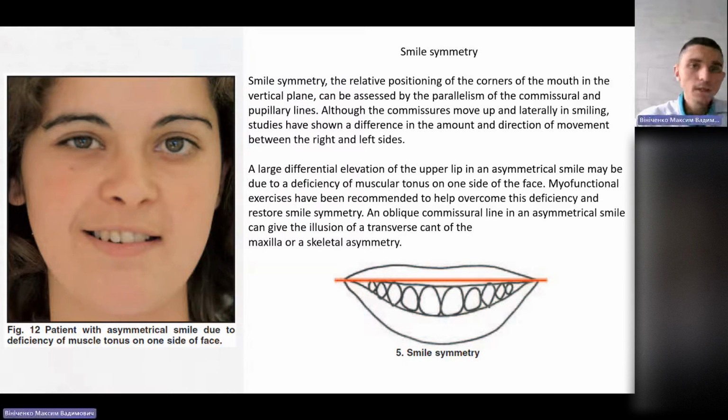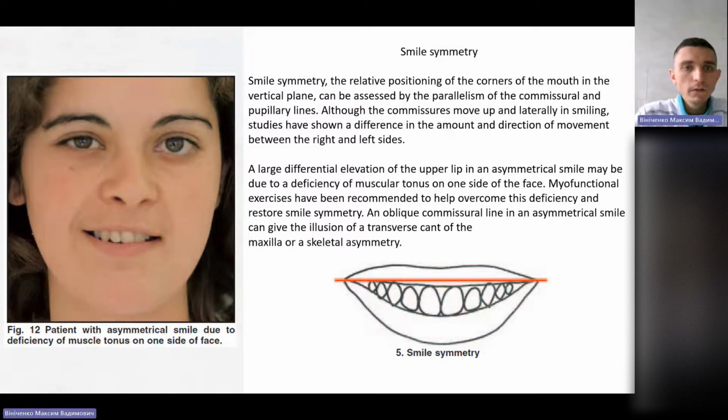So the next component is the smile symmetry. The smile symmetry, the relative position of the corners of the mouth in the vertical plane, can be assessed by the parallelism of the commissure and pupillary lines. Although the commissures move up and lateral in smiling, studies have shown a difference in the amount and direction of movement between the right and left sides.